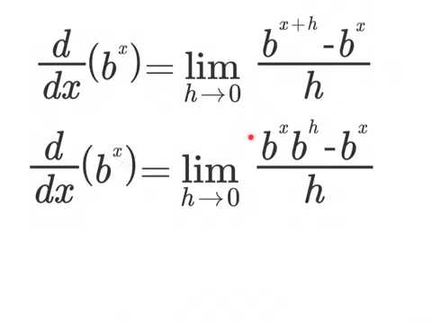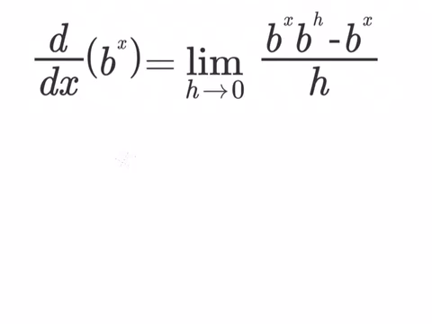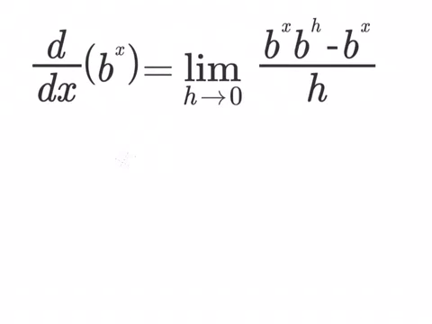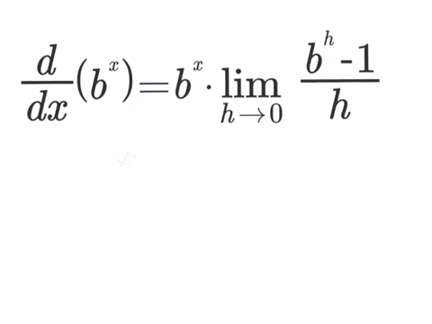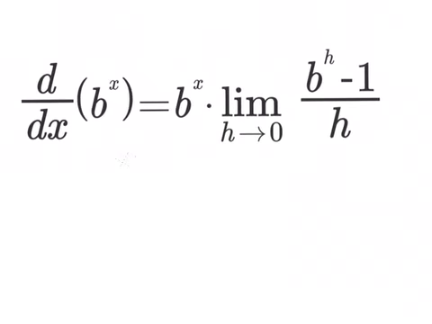And then you'll notice there is a b to the x here and a b to the x there. So we'll be able to factor a b to the x out of the entire limit, because x has nothing to do with the limit as h goes to 0. So what does this tell us? Well, the derivative of b to the x is equal to b to the x times some limit.